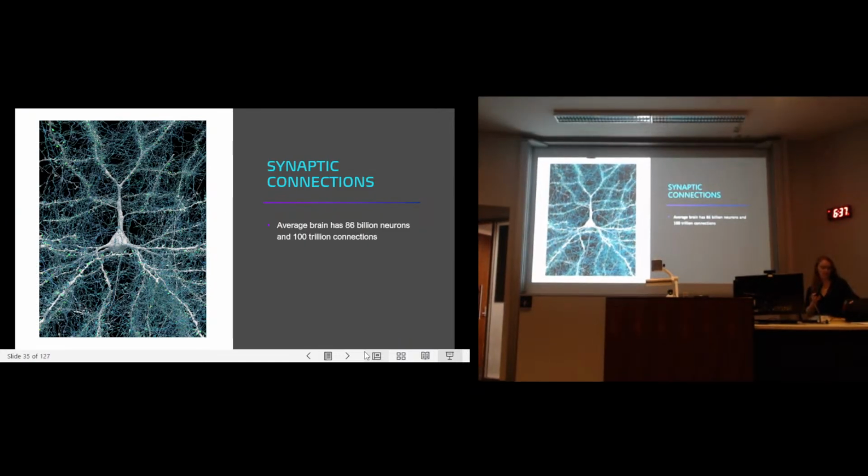Yeah, so if we talk about numbers, how many of these are actually in the brain? The average brain has 86 billion neurons and 100 trillion connections. Obviously, the average physicist brain has more than the average engineering brain.